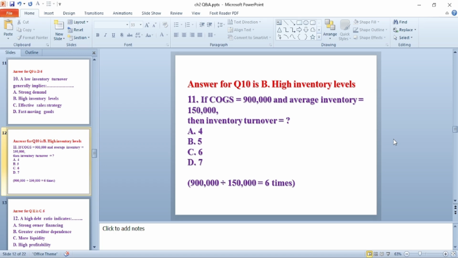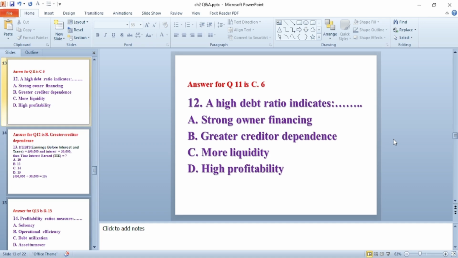Question number 11. If cost of goods sold is equal to 900,000 and average inventory is equal to 150,000, then the inventory turnover is equal to dash. The inventory turnover is equal to cost of goods sold divided by average inventory. That means 900,000 divided by 150,000, which is equal to 6 times. The answer is C.